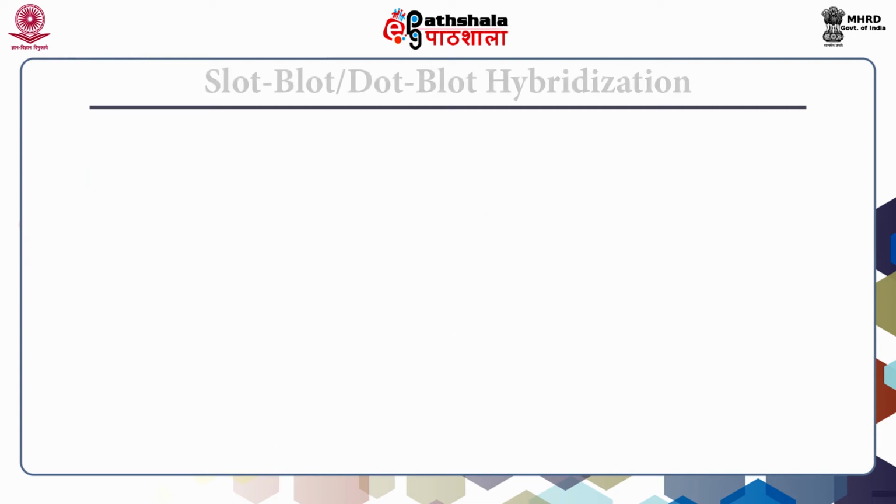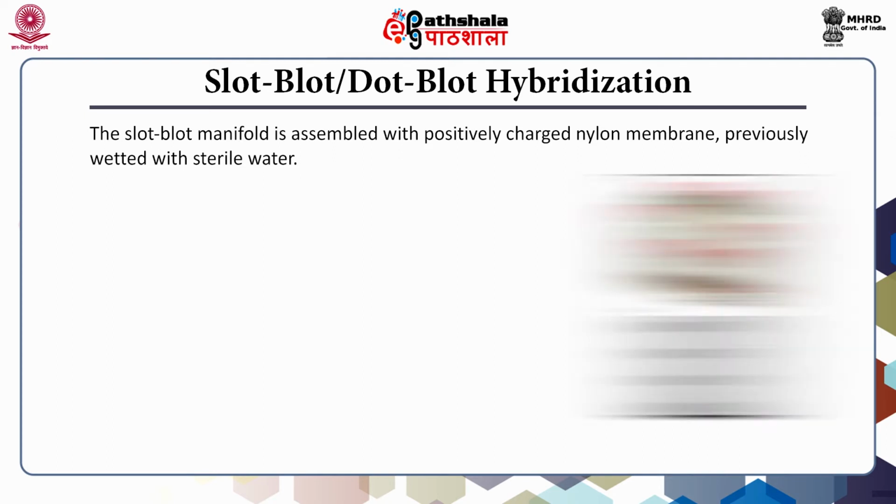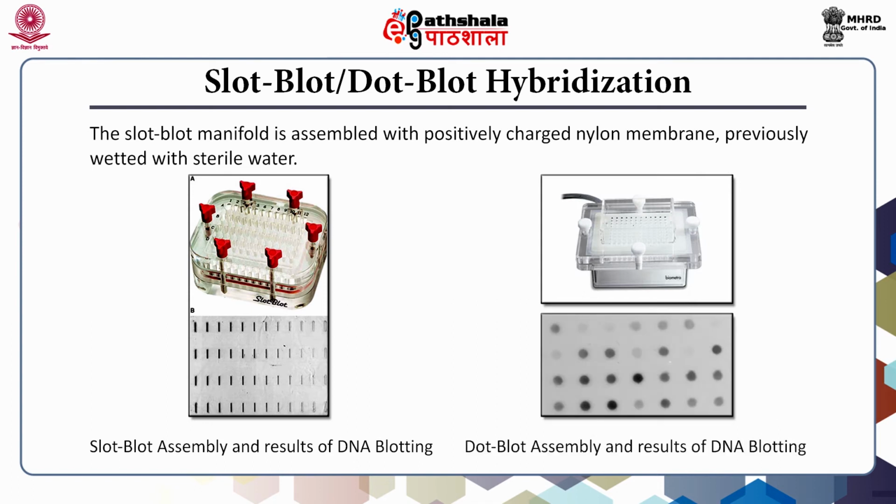There are terms like Slot-Blot or Dot-Blot hybridization. Slot-Blot or Dot-Blot assembly is a convenient way of transfer of DNA or RNA, or of directly applying plant sap to the membrane. These are the apparatus which are used in Dot-Blot and Slot-Blot, and images showing how it looks on the membrane after DNA has been transferred.